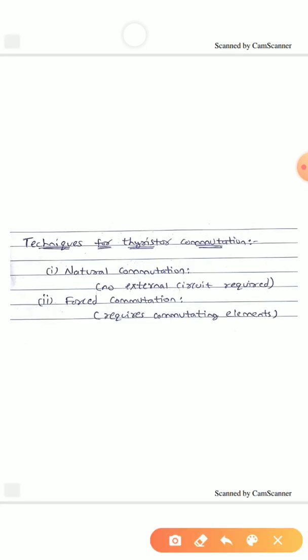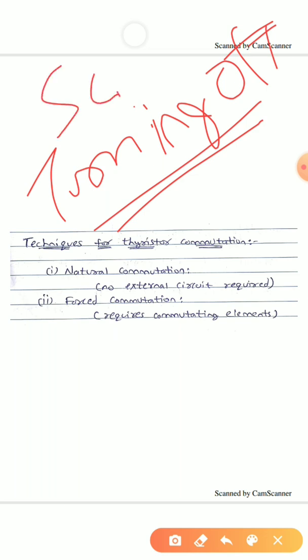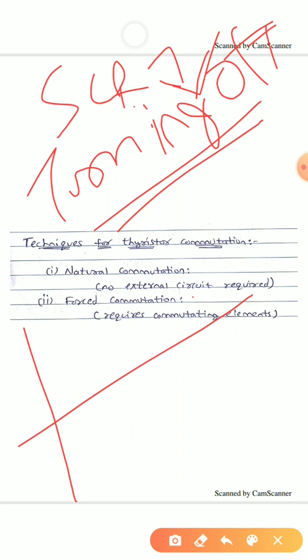Then the next technique that we have is commutation. Commutation is nothing but turning off an SCR, or turning off a thyristor, which we call commutation. Now this commutation can be achieved using 2 techniques. The first technique is called natural commutation. In natural commutation, no external circuitry is required. And the second technique is forced commutation. The forced commutation requires some commutating element. So this forced commutation will be dealt with in detail in the upcoming lectures.